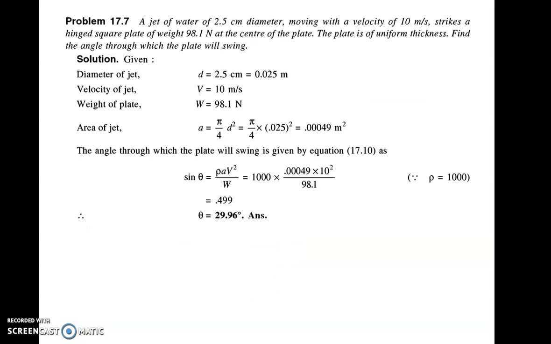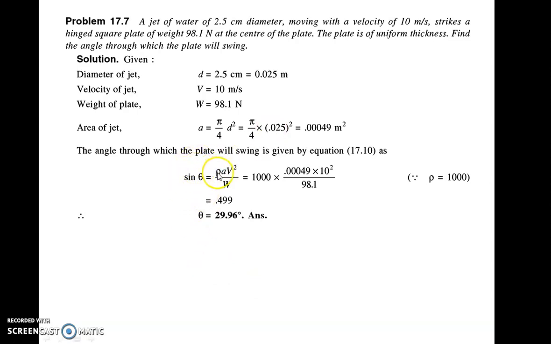A jet of water of 2.5 centimeter diameter moving with a velocity of 10 meter per second strikes a hinged square plate of weight 98.1 Newton at the center of the plate. The plate is of uniform thickness. Find the angle through which the plate swings. So it's very simple. The formula is straightforward. Sine theta is equal to rho a v square upon W. So you have to find the angle theta here.